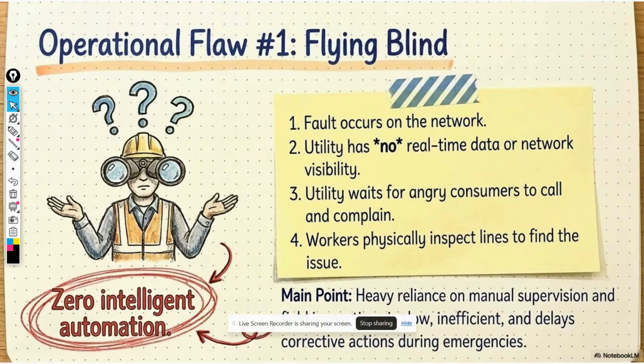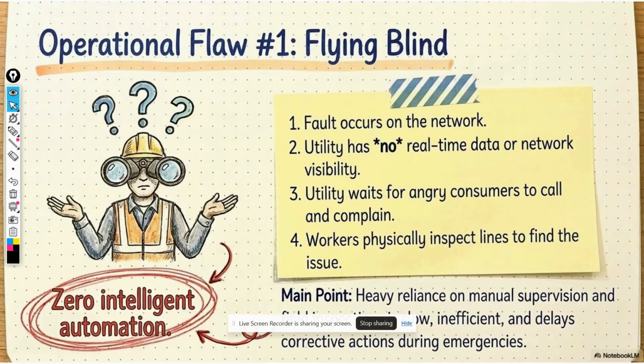Now look carefully at this slide. You can see an engineer wearing a helmet and holding binoculars with question marks above his head. This illustration perfectly represents the working condition of the conventional grid. It is almost like trying to manage the power system while blindfolded.